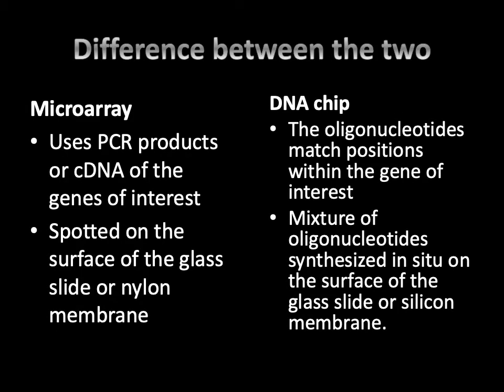If we compare microarray and DNA chip, the microarray uses PCR products or cDNA of genes of interest, and these are spotted onto the surface of the glass slide or nylon membrane, whilst the DNA chip uses oligonucleotides which match the positions within the gene of interest, and the mixture of oligonucleotides is then synthesized in situ on the surface of the glass slide or the silicon membrane.